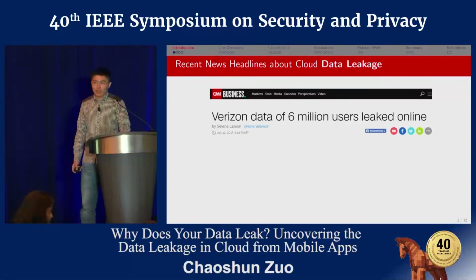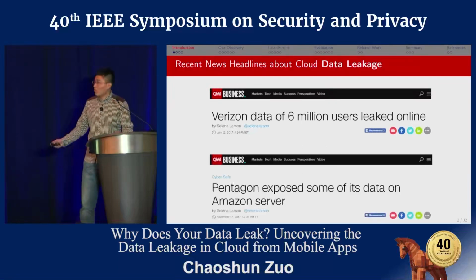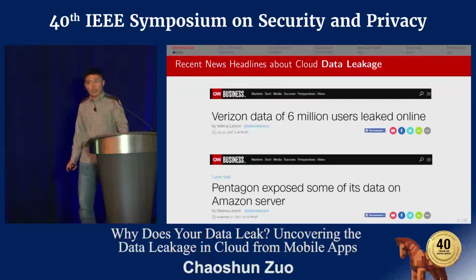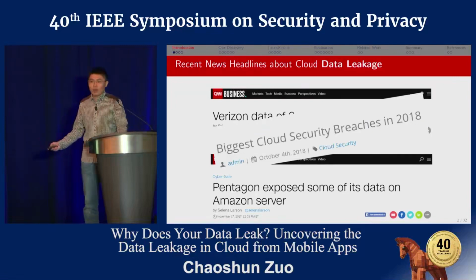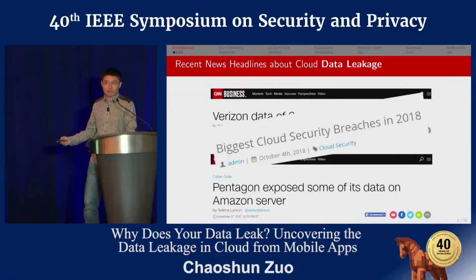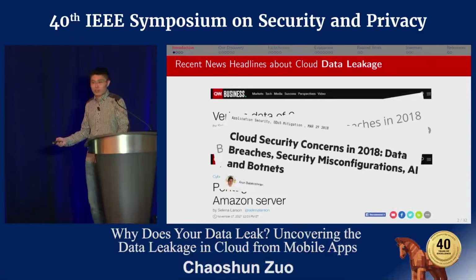For the past few years, we have witnessed numerous data breaches. For instance, in 2017, 6 million Verizon user data got leaked from Amazon S3 storage. And the Pentagon also exposed some secret data from an Amazon server. Data leakages didn't stop, and we keep observing them recently. Why does data leakage keep happening?